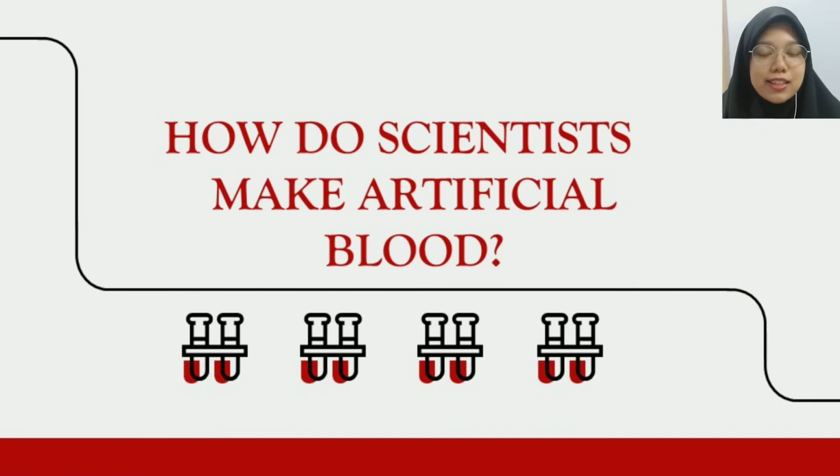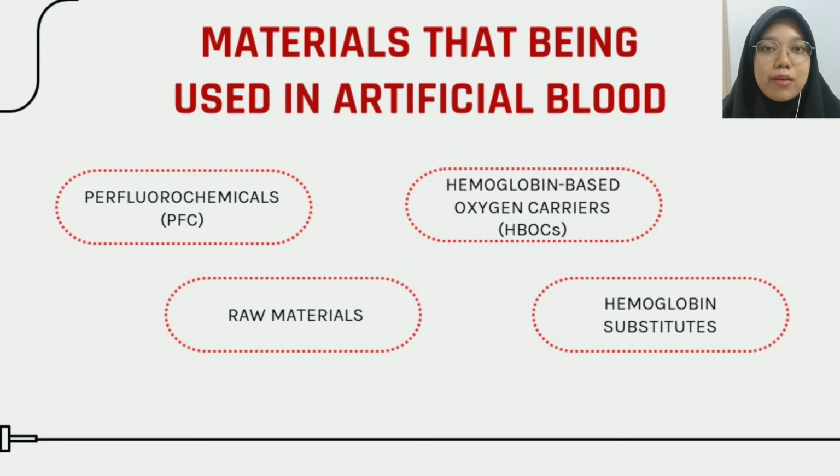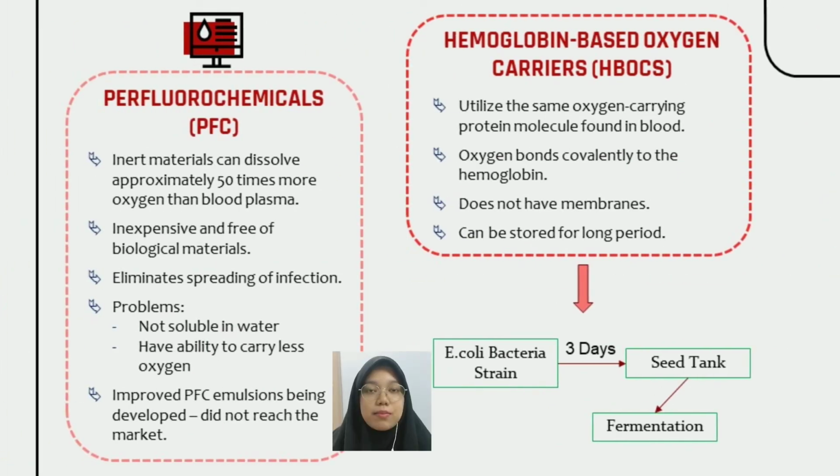Next, how do scientists make artificial blood? The materials that are being used in artificial blood are perfluorochemicals, PFC, hemoglobin-based oxygen carriers, HBOCs, raw materials, and also hemoglobin substitute.